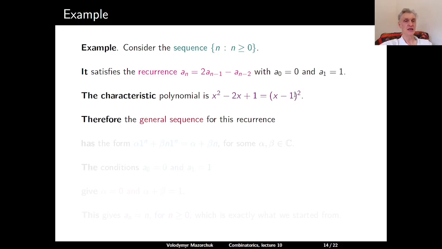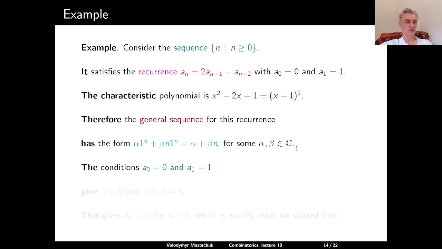So this means that the general sequence for this recurrence has the form alpha times the root of the polynomial 1 to the power n plus beta times n times 1 to the power n. Of course, 1 to the power n is 1. So the general sequence for this recurrence has the form alpha plus beta n for some alpha, beta complex numbers.